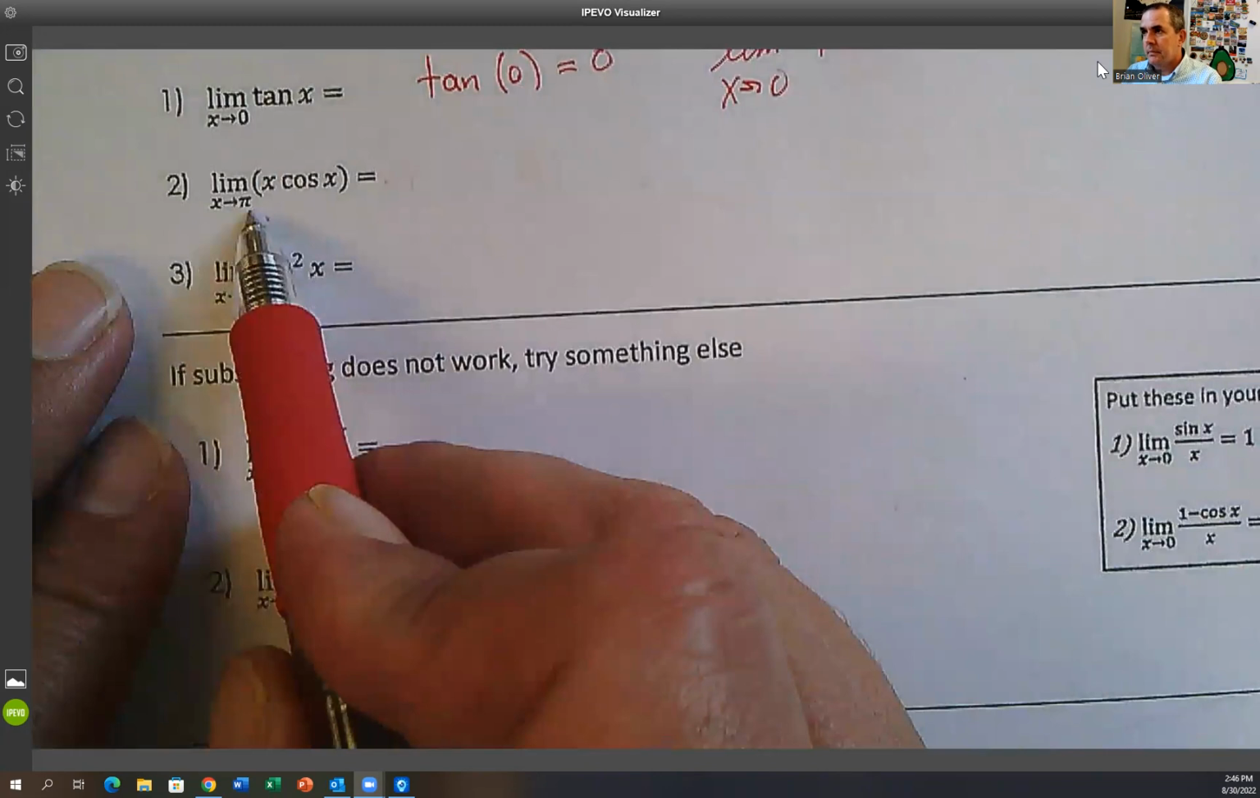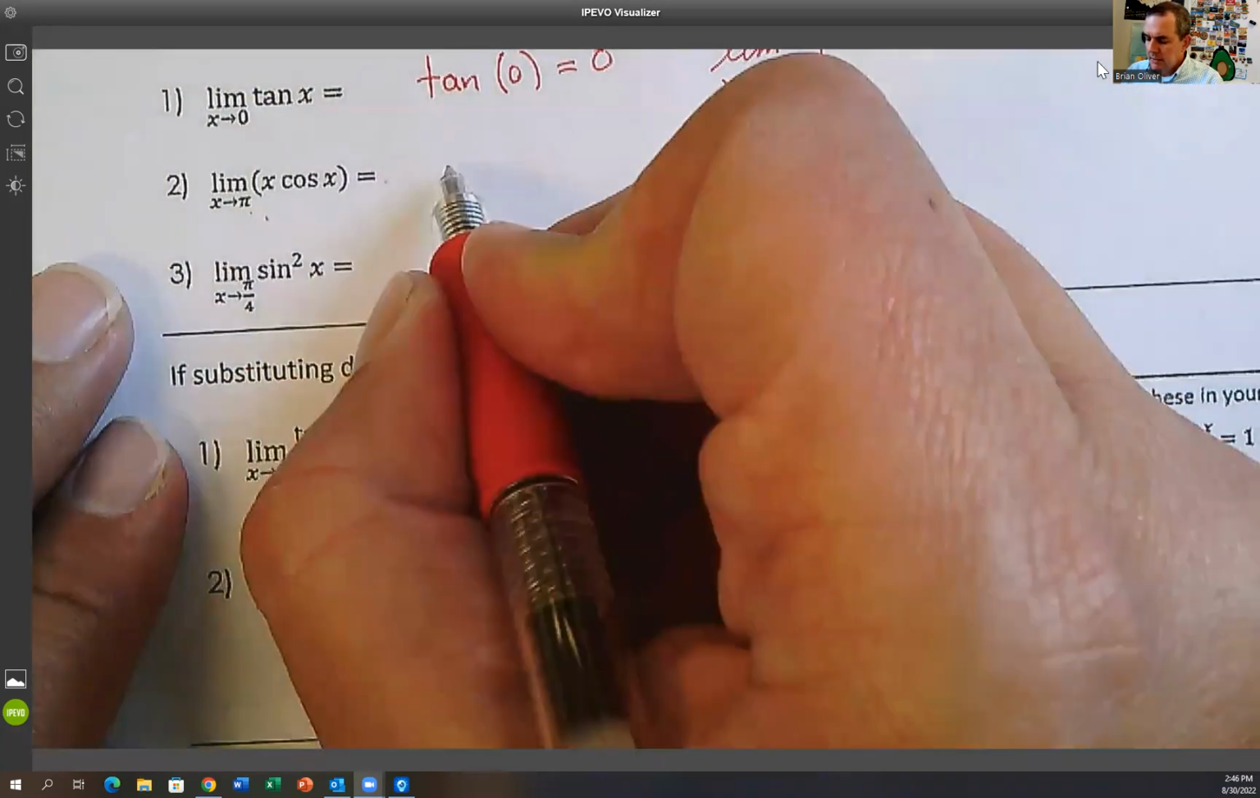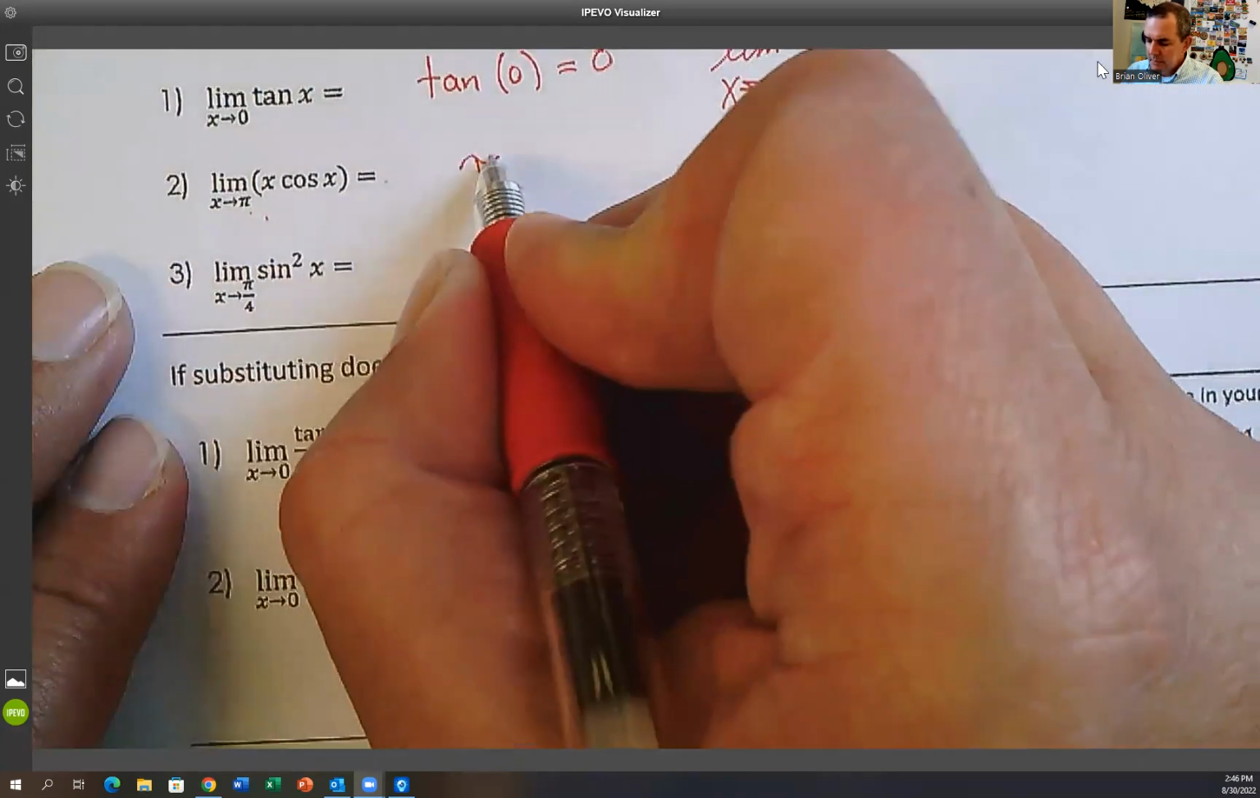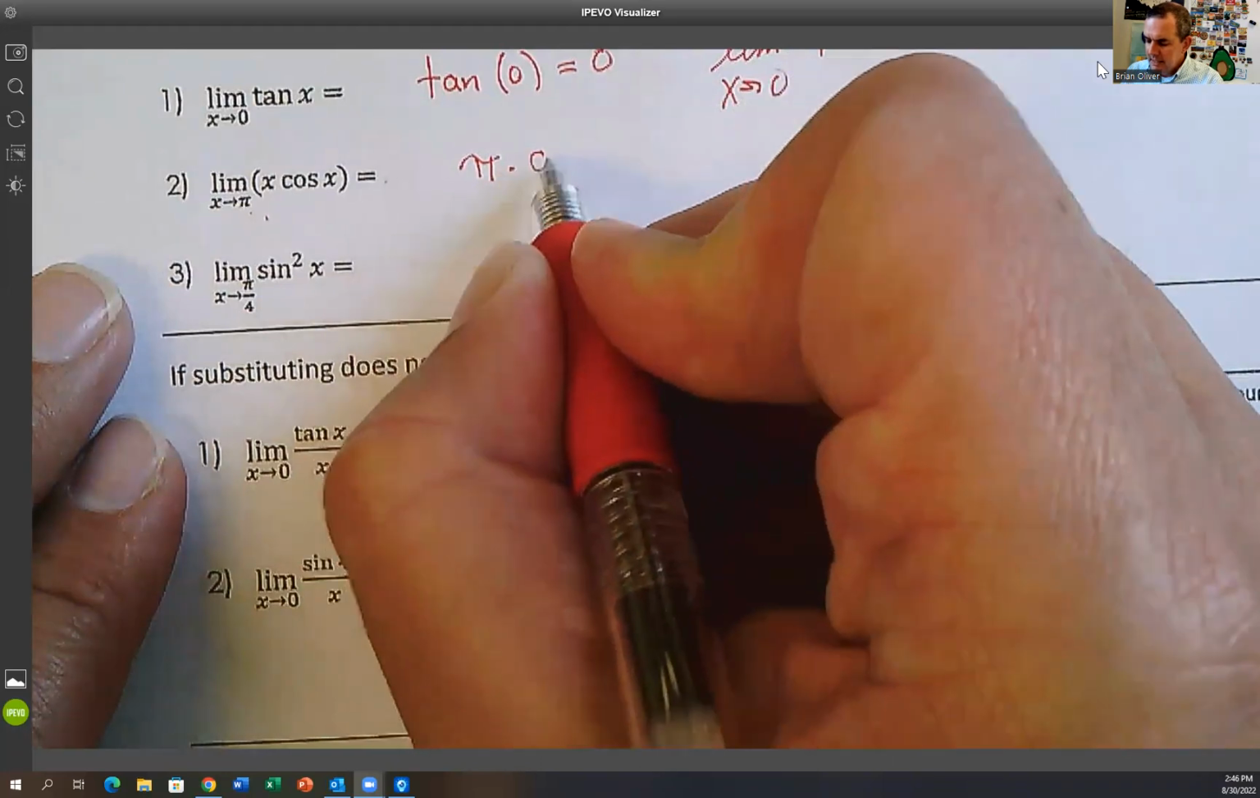I'm going to go ahead and focus so you can see this one. That's pi. So we're going to plug and chug away, and see what happens if we plug in pi times cosine pi.